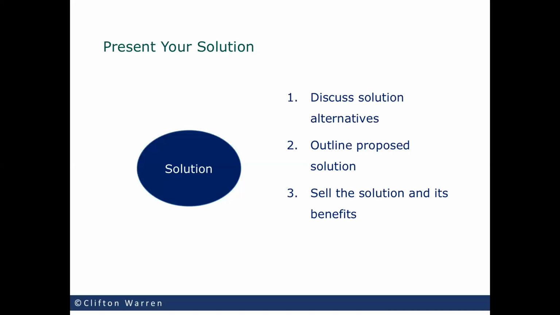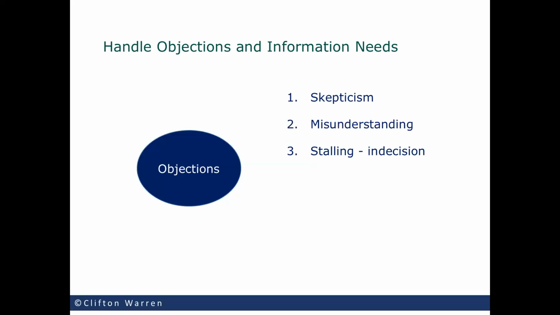Then third, you want to sell the solution and its benefits. Number 3, you want to sell the solution. What do you mean by selling the solution? You want to convey to them what's in it for them. This is about the client. How would they be better off with this solution? And then you want to handle objections and information needs.